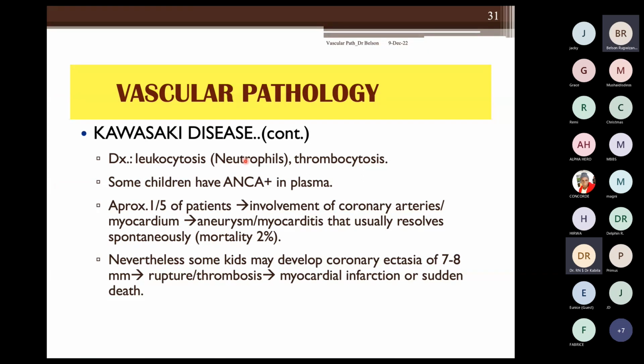So for diagnosis, you will see that the neutrophils are increased. So this is leukocytosis, and thrombocytosis, meaning that the platelets are increased. So some children will have anti-nuclear antibodies in the plasma. So no bafite antibodies zirwanya the nuclei or the cytoplasmic components of their cells. So they have their hearts involved, but this disease can usually resolve spontaneously without any complications, though mortality is seen in 2%.